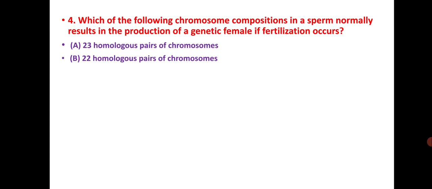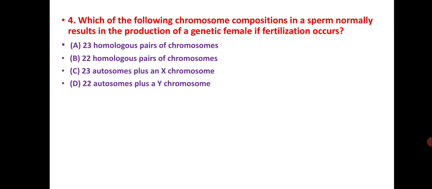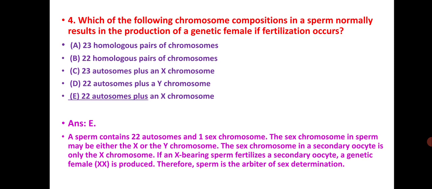Fourth question: which of the following chromosome compositions in a sperm normally results in the production of a genetic female if fertilization occurs? Options are 23 homologous pairs of chromosomes, 22 homologous pairs of chromosomes, 23 autosomes plus an X chromosome, 22 autosomes plus a Y chromosome, 22 autosomes plus an X chromosome. The answer will be E, that is 22 autosomes plus an X chromosome.